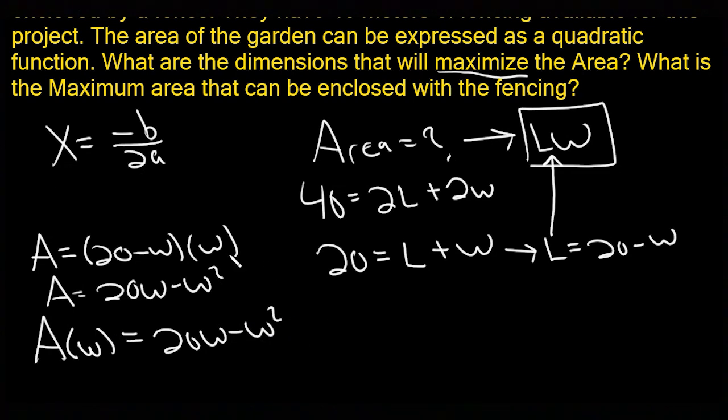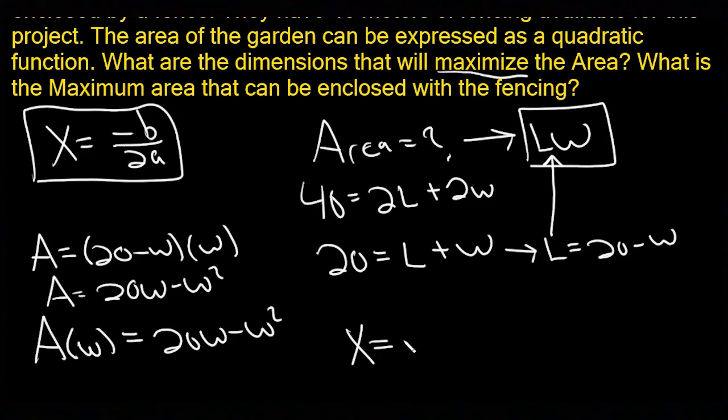So to find your vertex, you're going to use this formula right here. All right. And so I'm going to say here, x is equal to negative b. Now, what's my b? Well, here's my quadratic. Remember, ax squared plus bx plus c. My b is 20. So I have minus 20 all over 2 times a. What's my a? Well, my a is this negative 1 in front of w squared. So I'm going to do 2 times a negative 1. That's going to give me negative 2. So my x value here is going to be 10.